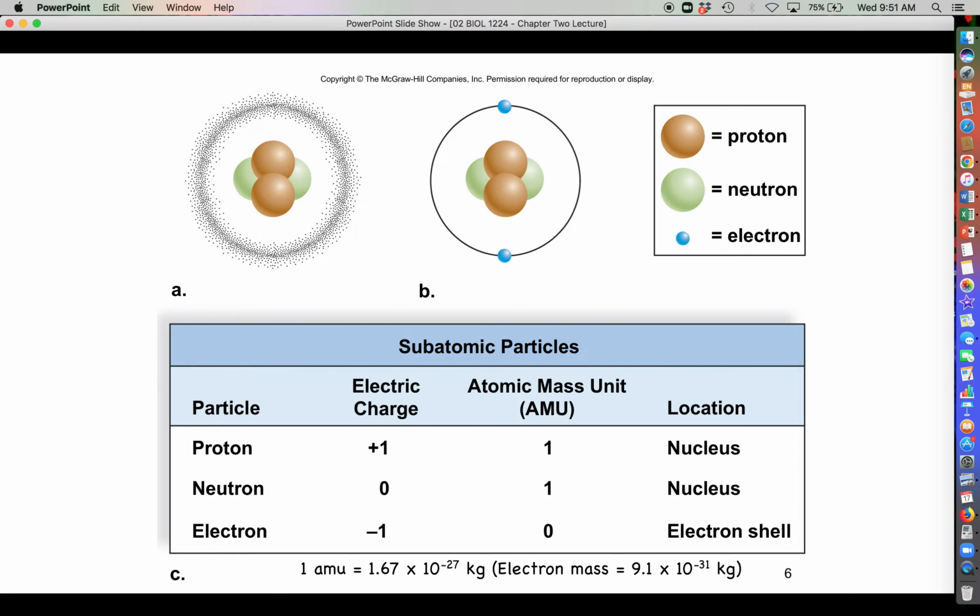They do have a small amount of mass. Electron mass is about 9.1 times 10 to the -31st kilograms, so several thousand times lighter than a proton or a neutron, but electrons do have mass even if that mass is mathematically negligible.